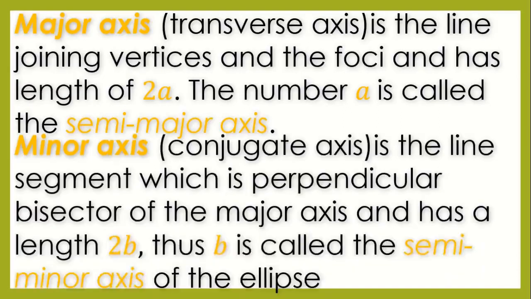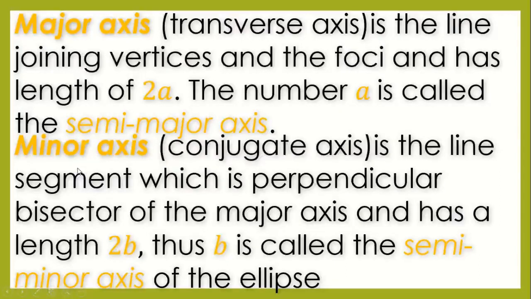Ano ulit yung major axis? Line joining the vertices and the foci and has a length 2a. So, ang haba ng ating major axis from vertex to vertex, 2a. At yung kalahati nun, a, at tatawagin natin siyang semi-major axis. Also, yung major axis natin, tinatawag ding transverse axis. Okay? Major axis is also called transverse axis. And the length of the major axis is always 2a. Okay? Kalahati nun ay a, yun yung semi-major axis.